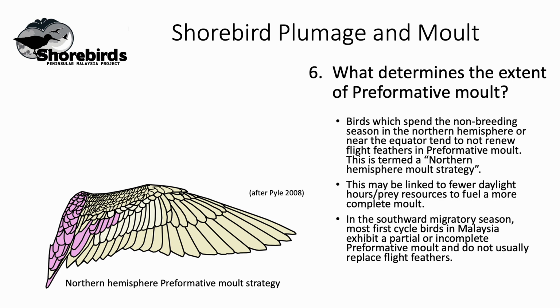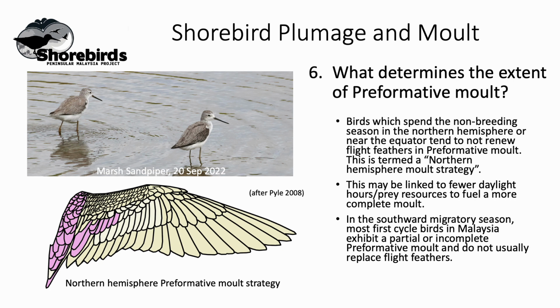In the southward migratory season in Malaysia, most first cycle birds exhibit a partial or incomplete preformative molt, and they don't usually replace the flight feathers. And I'll give you an example of that. The marsh sandpiper here. On the left, you can see an adult, and on the right, a first cycle bird in formative plumage, and it has retained many of its juvenile wing coverts, replaced its scapulars and some inner, median and greater coverts.